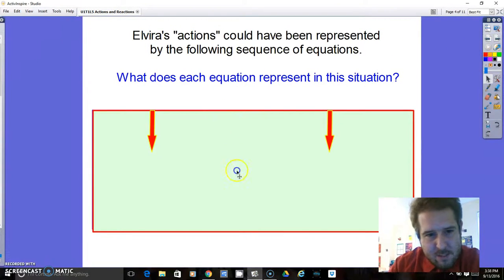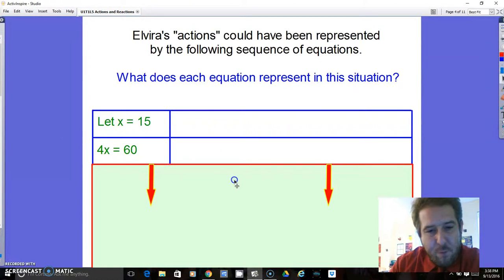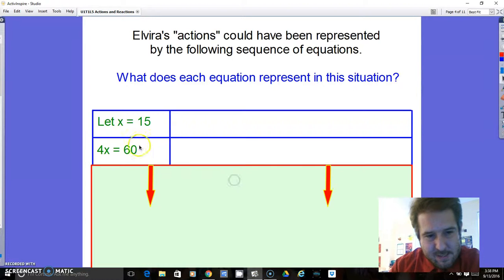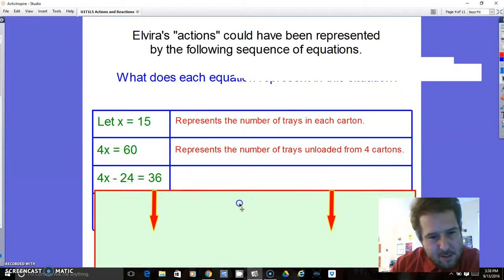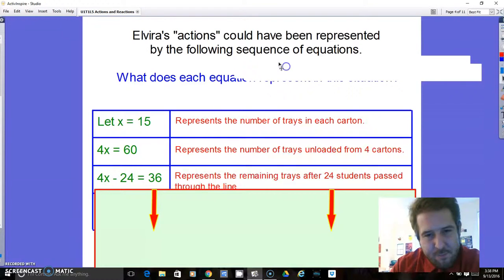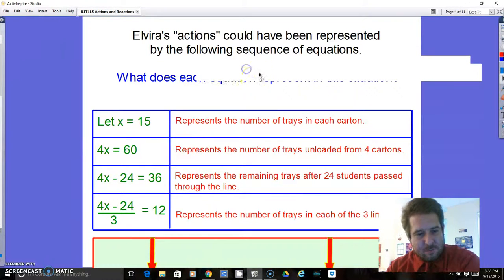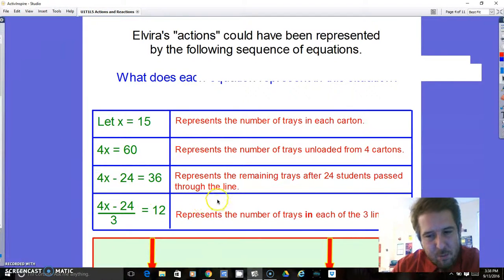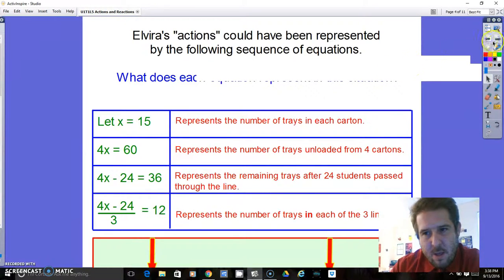And you could write that as an expression. You started off with 15 trays in each box. There are 4 boxes of trays, which makes 60 equal the amount of trays in all 4 boxes, and then you subtracted 24 to represent how many trays are taken away from the students in the line. And then the last thing she did was split what's left into 3 equal lines, which makes 12 per line, which is what it says in the story. So that's how that can be written out as an equation.